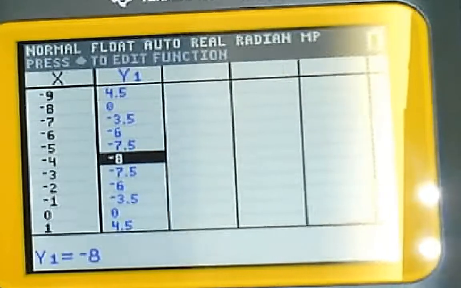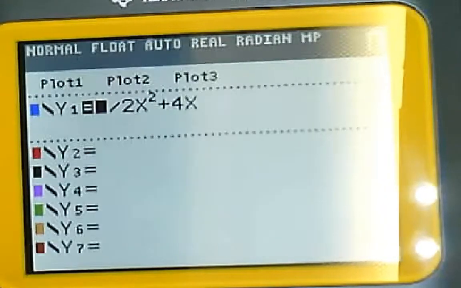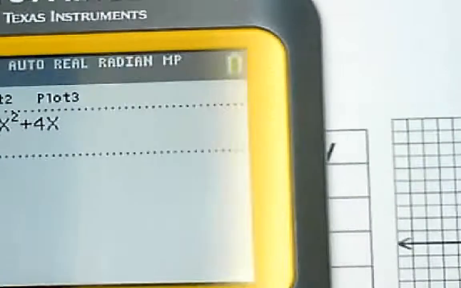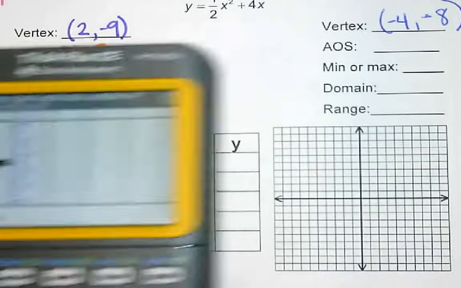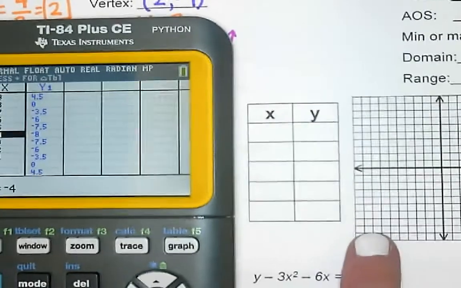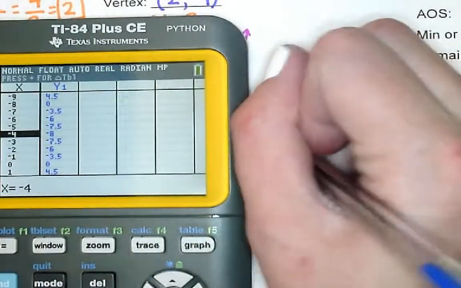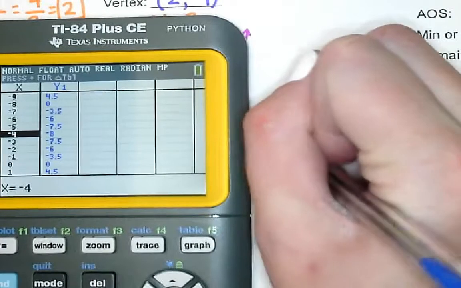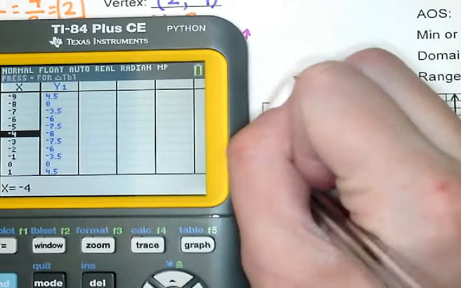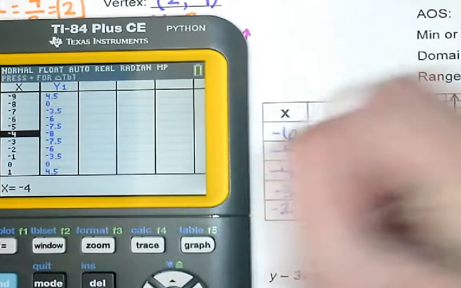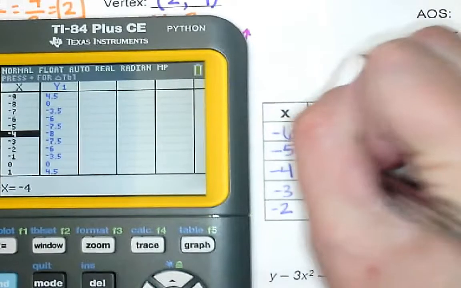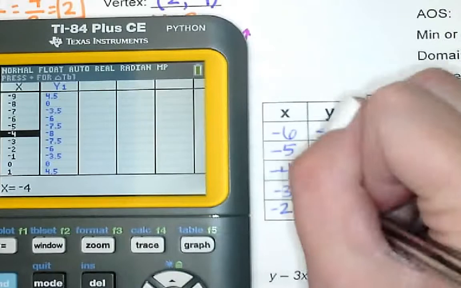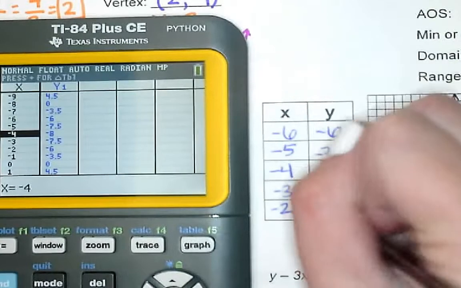So y'all, can we graph that vertex now that we know it? Actually, can we just make our table? Can we get our table from the calculator? Absolutely. I'm going to put my vertex in the very center. So I'm going to say that's negative 6, negative 7.5, negative 8, negative 7.5, and negative 6. So I'm going to graph this around my table here.